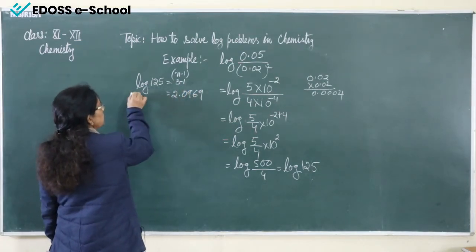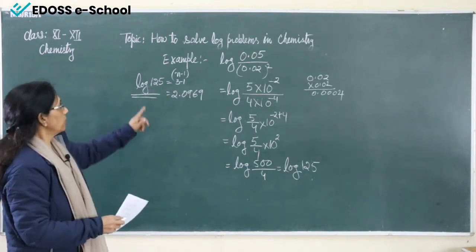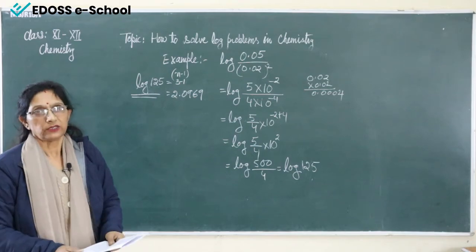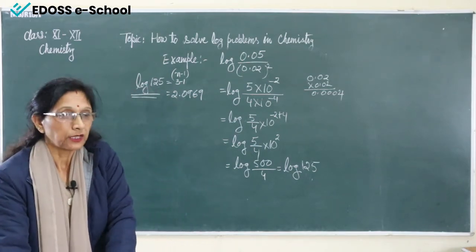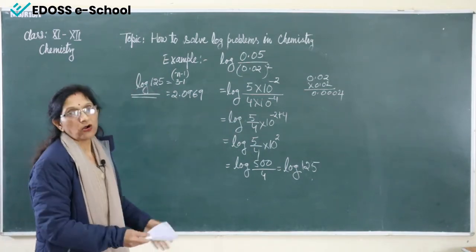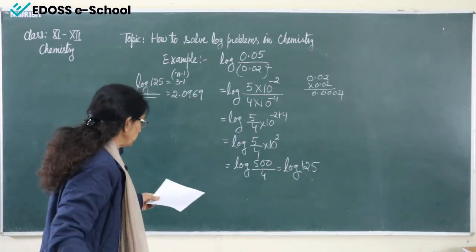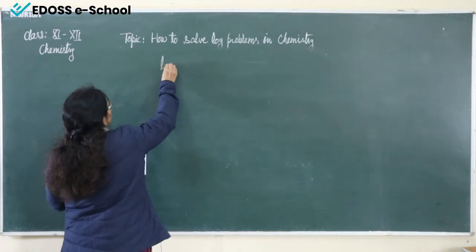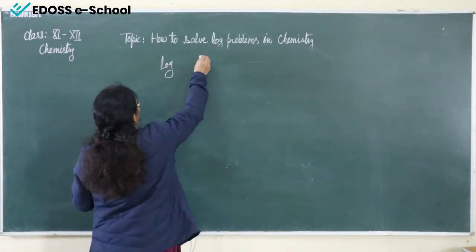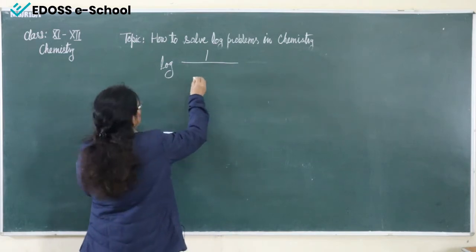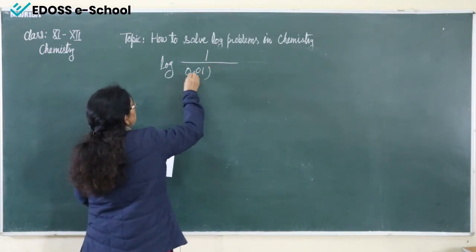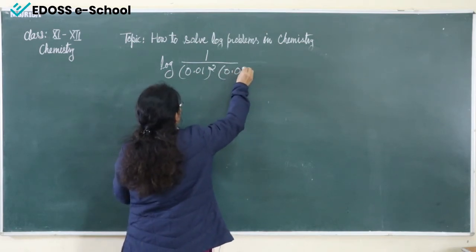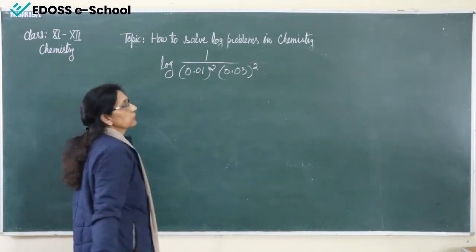So this is the value of log 125, 2.0969. So in this way we can calculate this log question. Now coming to the next example, log of 1 upon 0.01 whole square into 0.03 whole square. This is the question.